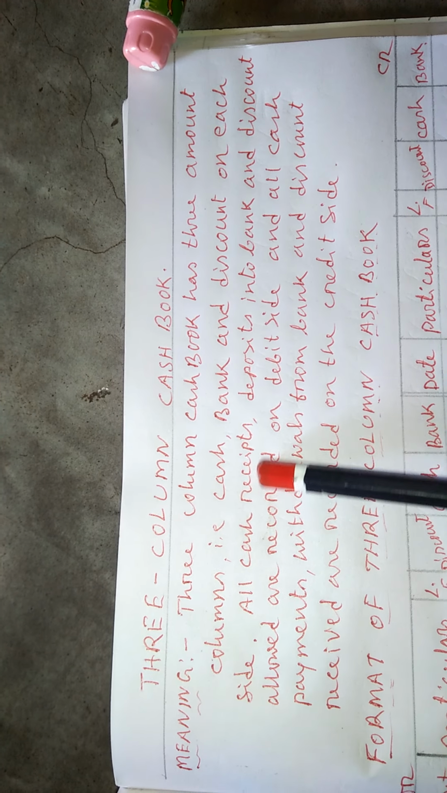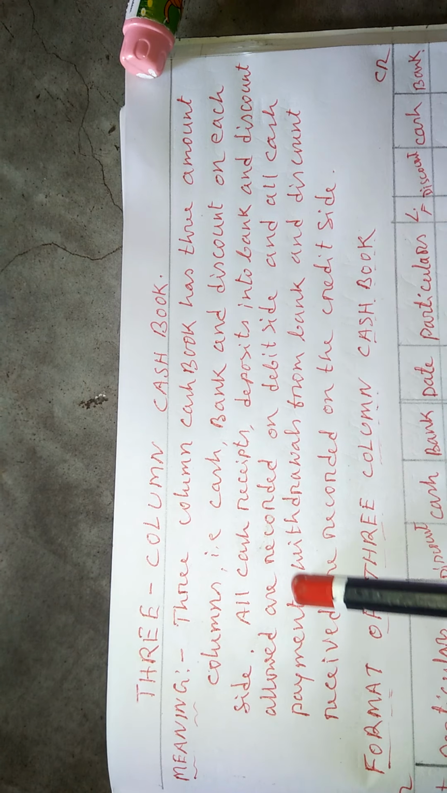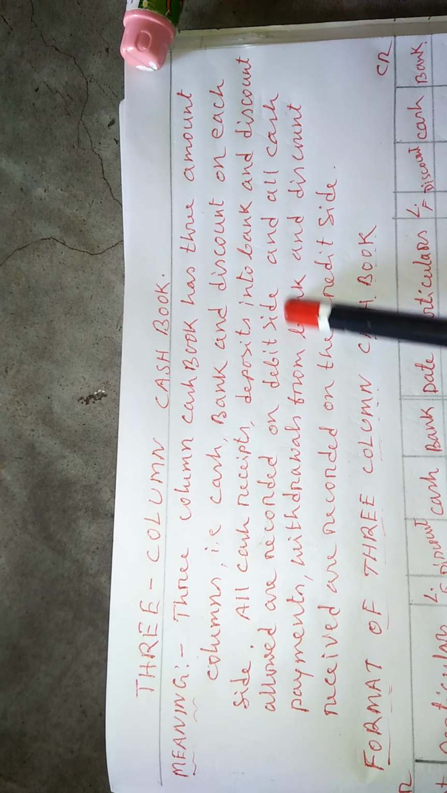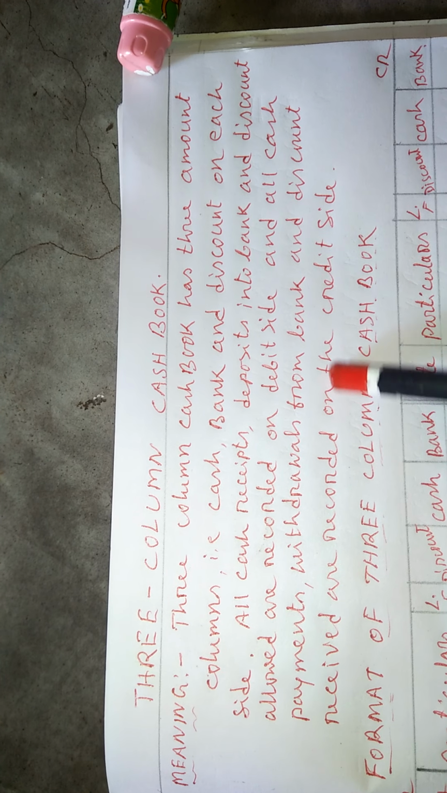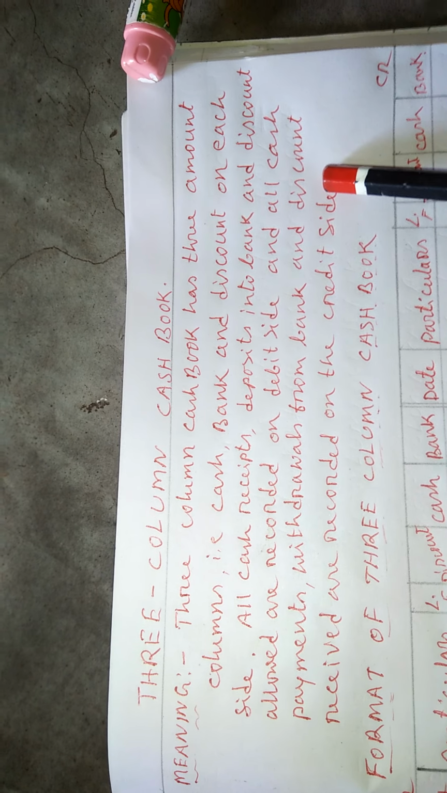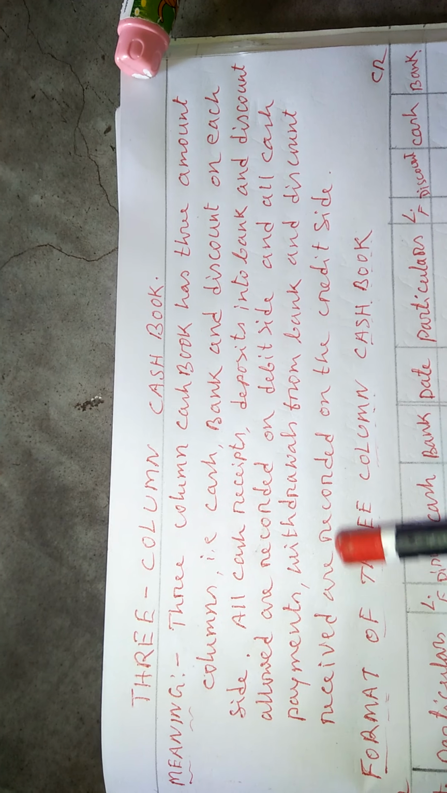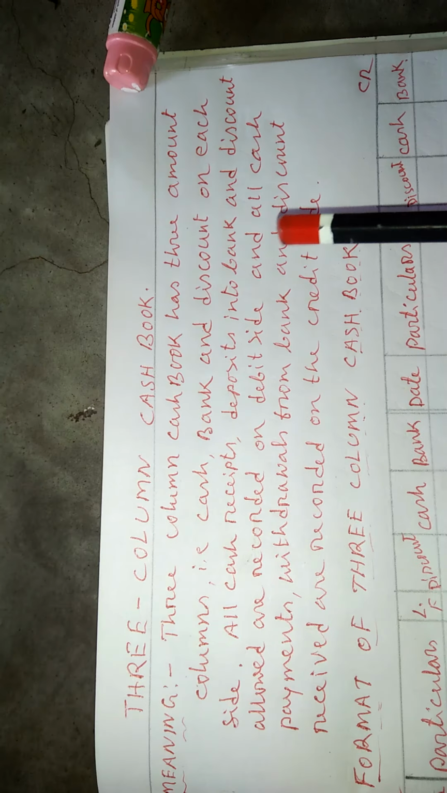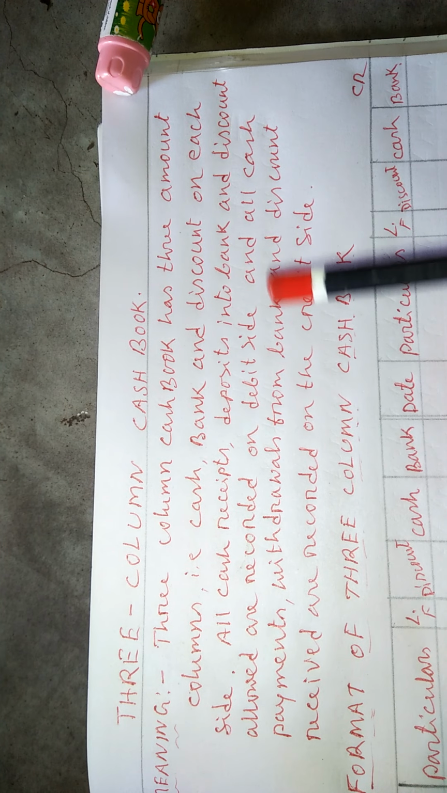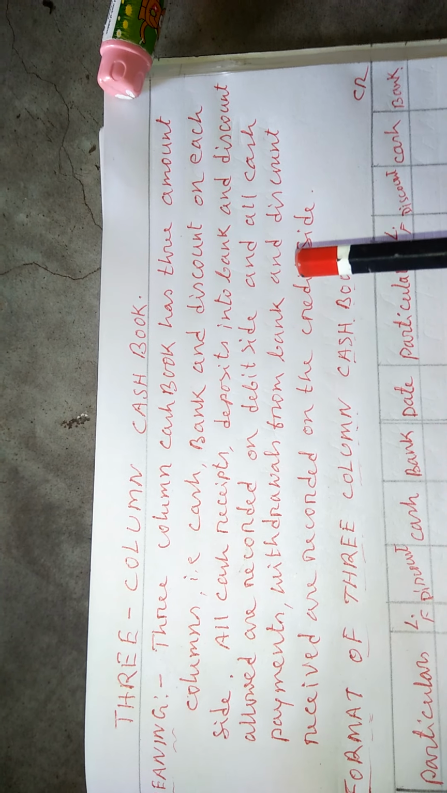Now see, all cash receipts, deposits into bank and discount allowed are recorded on the debit side, and all cash payments, withdrawals from bank and discount received are recorded on the credit side. The only thing is that the amount column will have three parts on the debit side as well as on the credit side. The other recording is almost like your single and double column cash book.